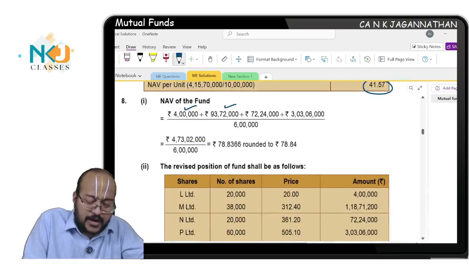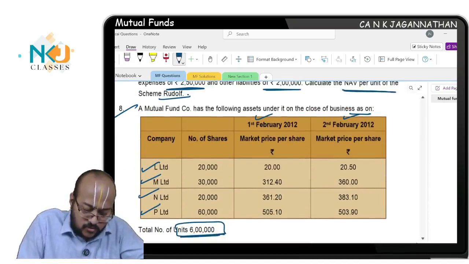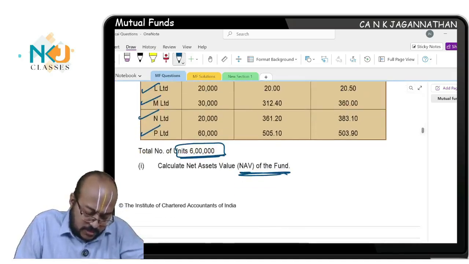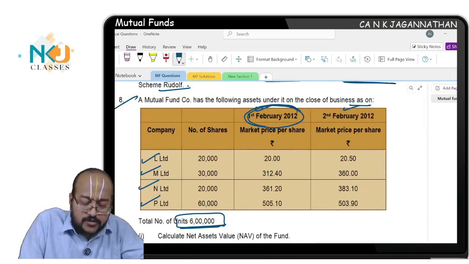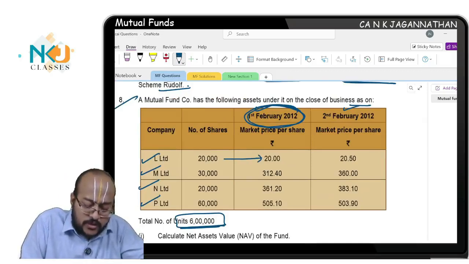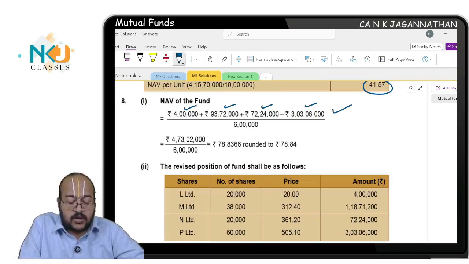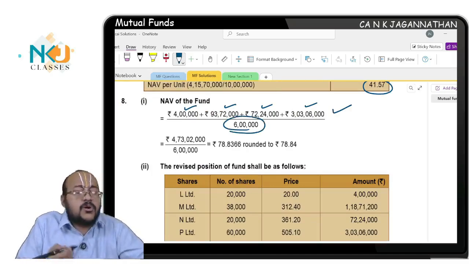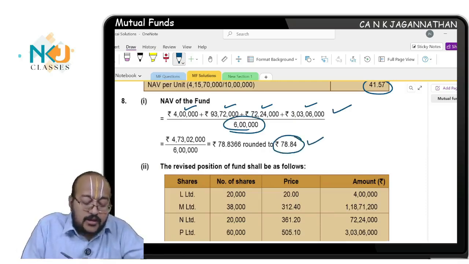Then part A is simple and straightforward: net asset value. I just add all the values of these investments. They have not given anything else, so I will value the investments as on 1st February 2012. Number of shares: 20,000 into 20, plus 30,000 into 312.4, plus 20,000 into 361.2, and so on. If you add all these investments and divide the value by the 6 lakh units outstanding, you will get 78.84 as the NAV.